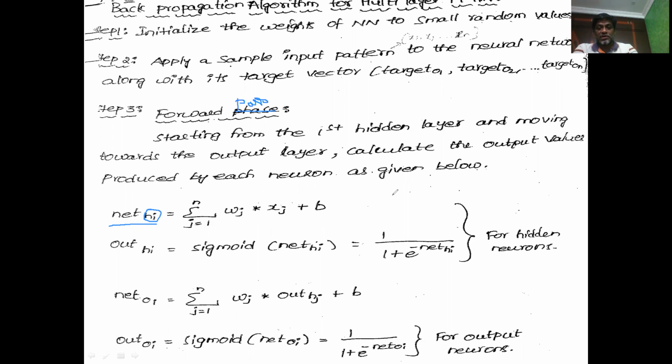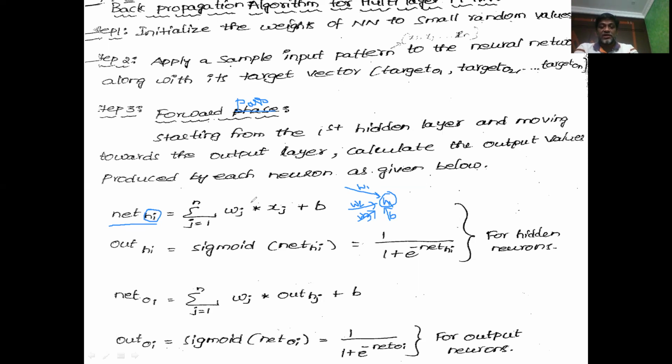For example, if you have a hidden neuron h1, something like this. Assume that this is h1 and imagine that there are some weights connected to this neuron coming towards this h1. Let us say this is w1, this is w2, and this is w3. Then there may be some bias also. Let us say a bias weight is also connected to this neuron. Let us say it is B.